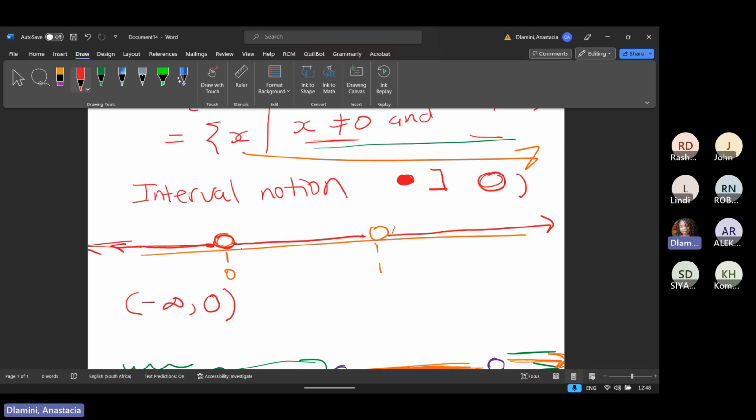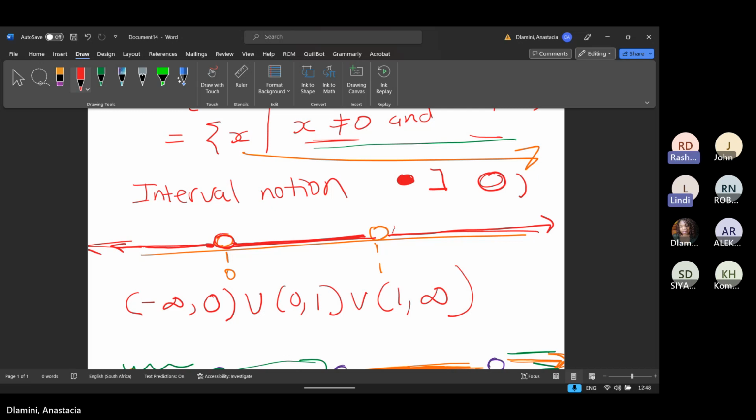Then we skip 0, or the function can be defined here, so it means the interval between 0 and 1. And then we skip 1, we don't include 1, or the function can be defined after 1, so meaning it's the interval between 1 and positive infinity. Are we all sorted there? Yes, sorted. Good.